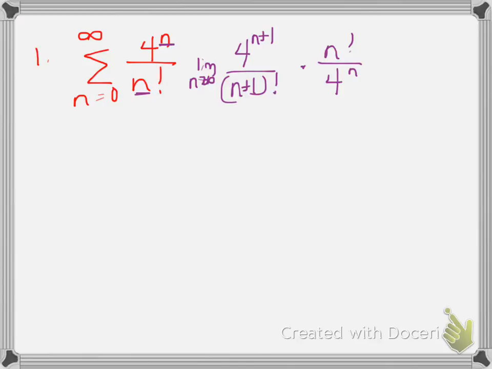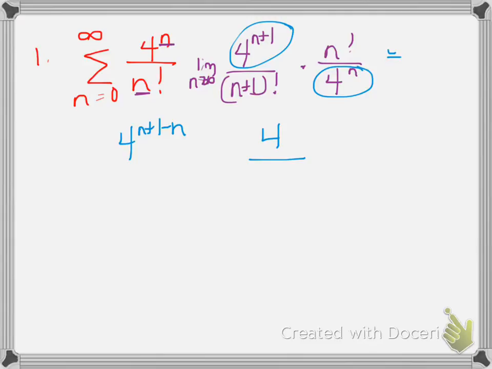All right, so this is where manipulation comes into play a little bit. You have to think about what you can cancel and what you can't cancel. If you have 4 to the n plus 1 over 4 to the n, you can subtract the exponents: 4 to the n plus 1 minus n. So on the top you end up with 4, because that's 4 to the 1.